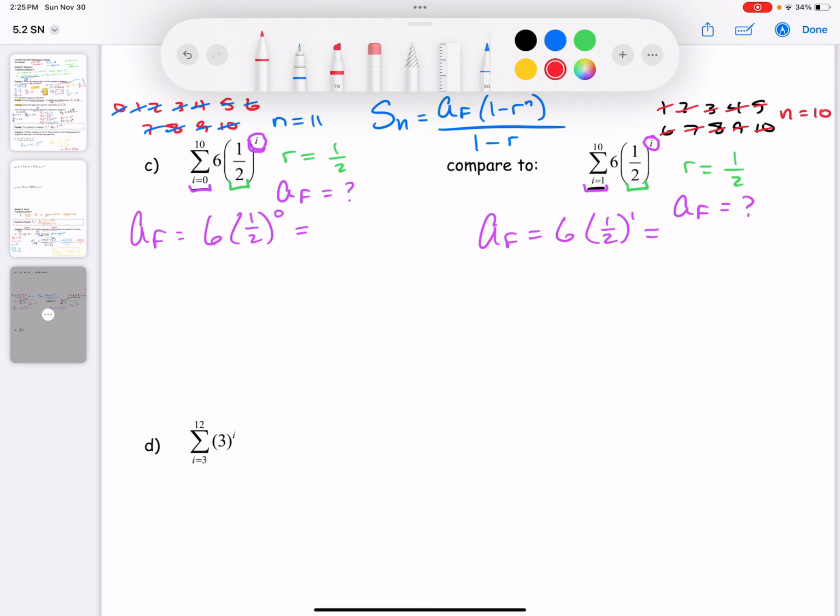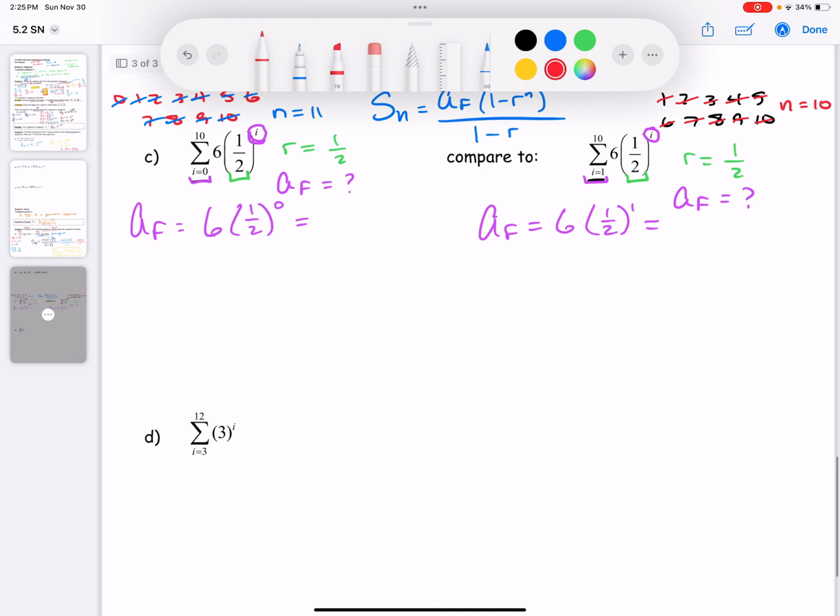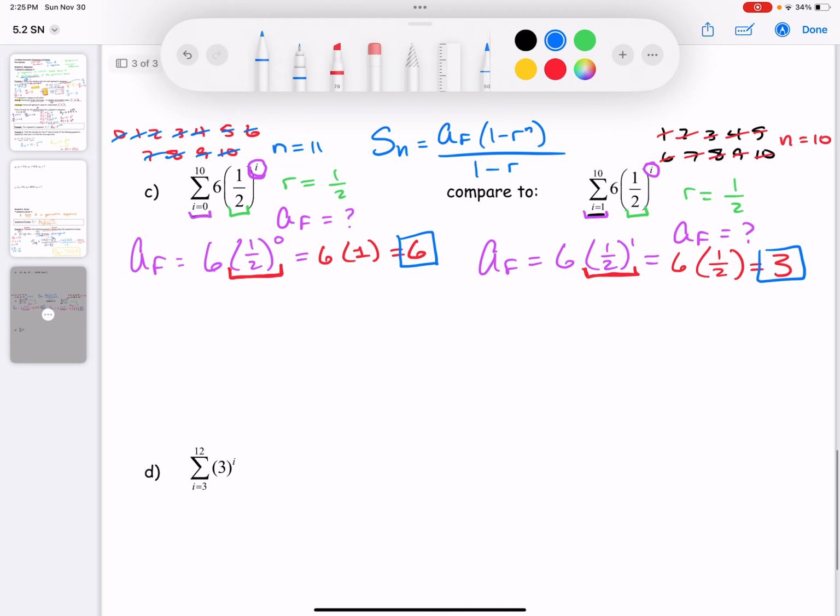So for both of these, you need to know your exponent rules. Any number to the power of 0 is 1. 6 times 1 is 6. For this one, any number to the power of 1 is itself. So 6 times 1/2 is 3. So I have my two first terms now. So I have all the numbers that I need. I need to plug them into this formula.